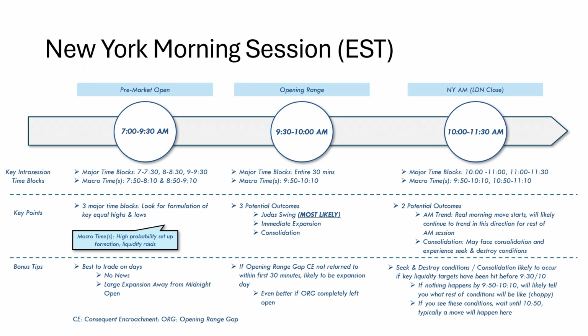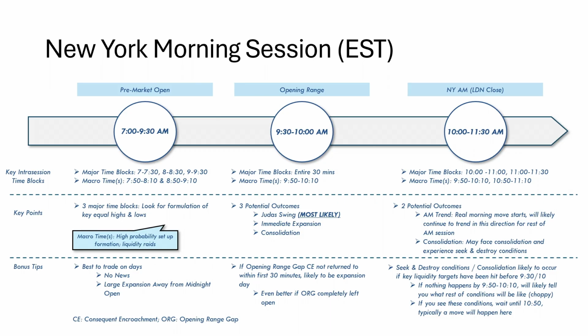Now, in the AM session, two things can likely occur. You're likely going to have the AM trend, okay? So the AM trend will typically kick off around 10 a.m. And what does that really mean? It really just means where price is likely to trend towards for the rest of the AM session, from 10 to 11:30.